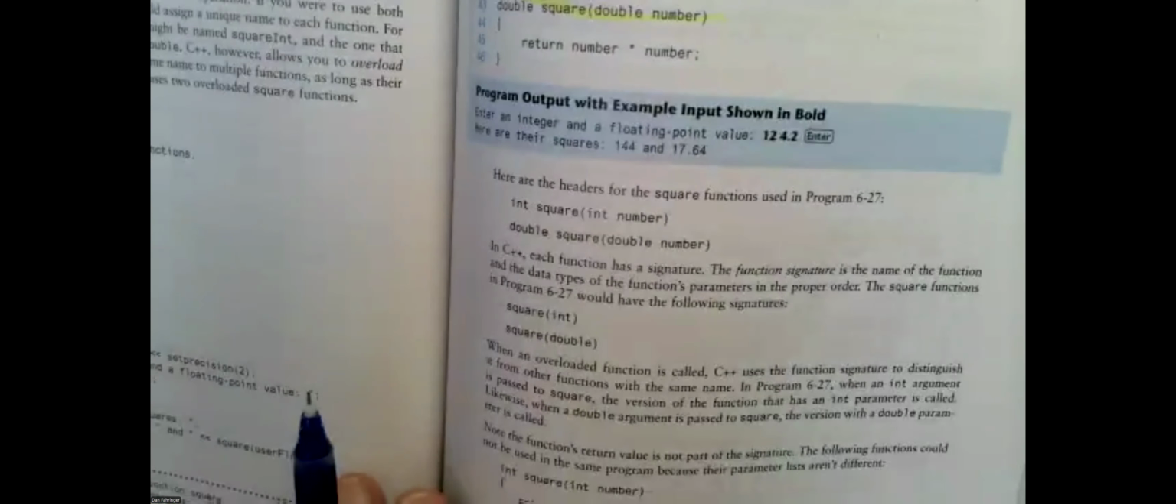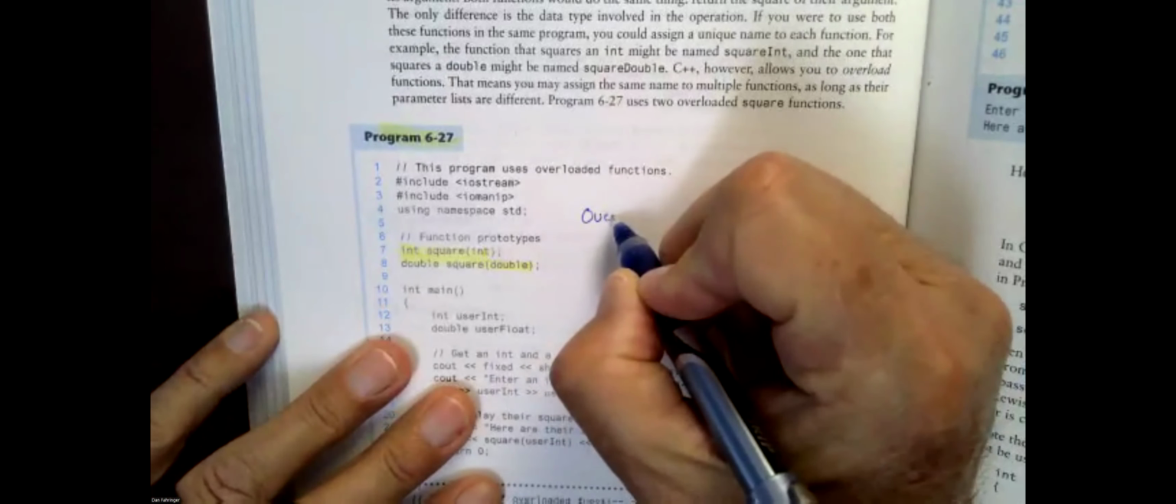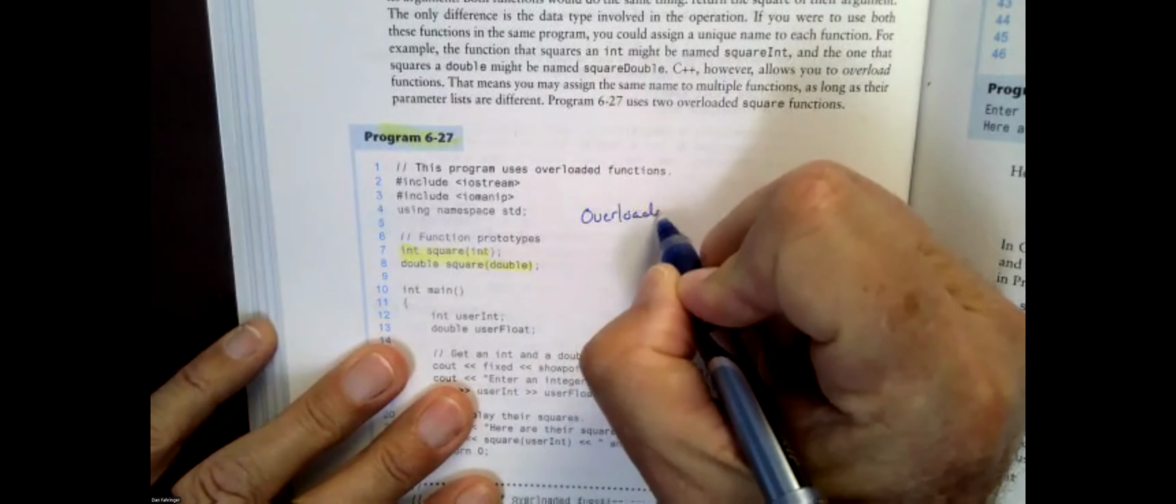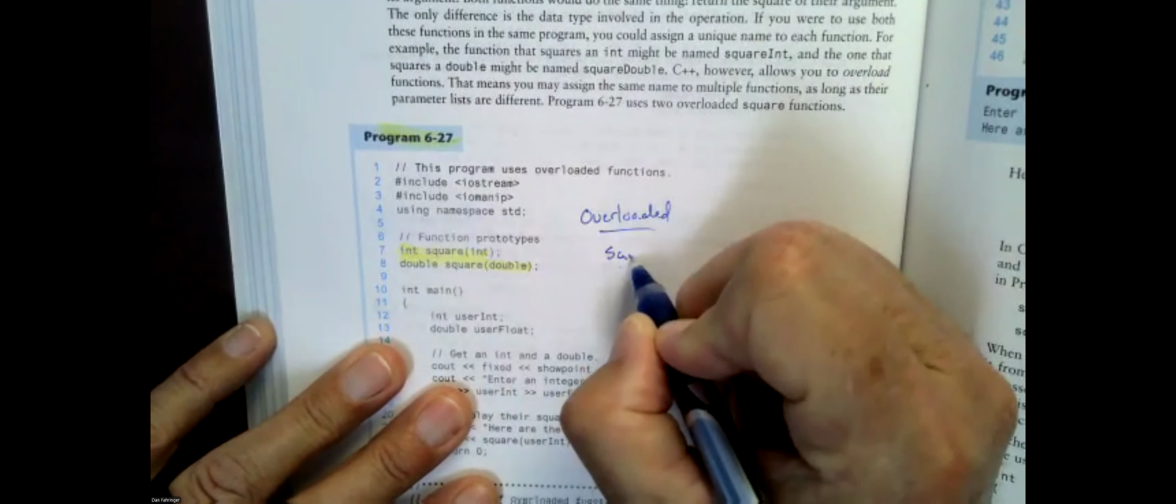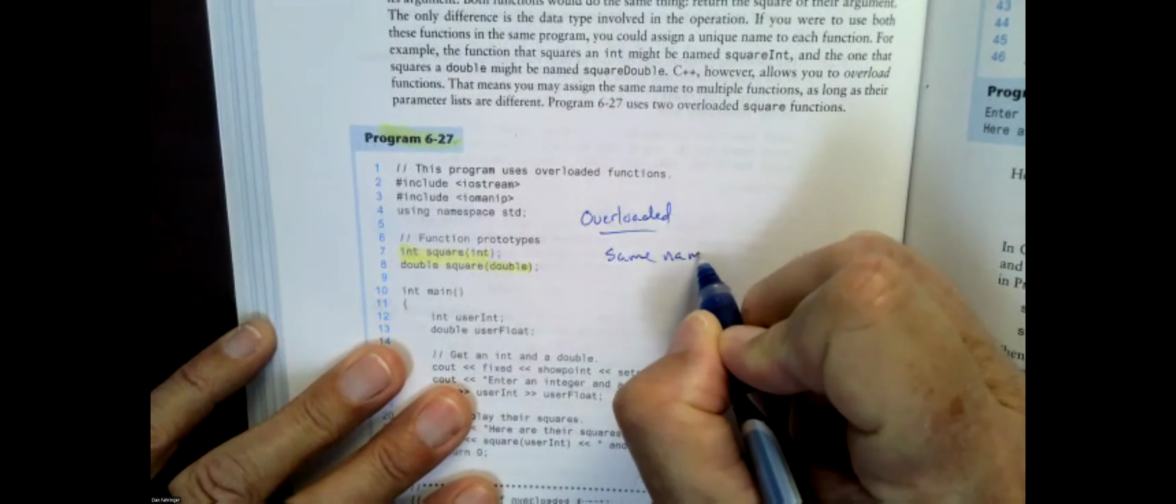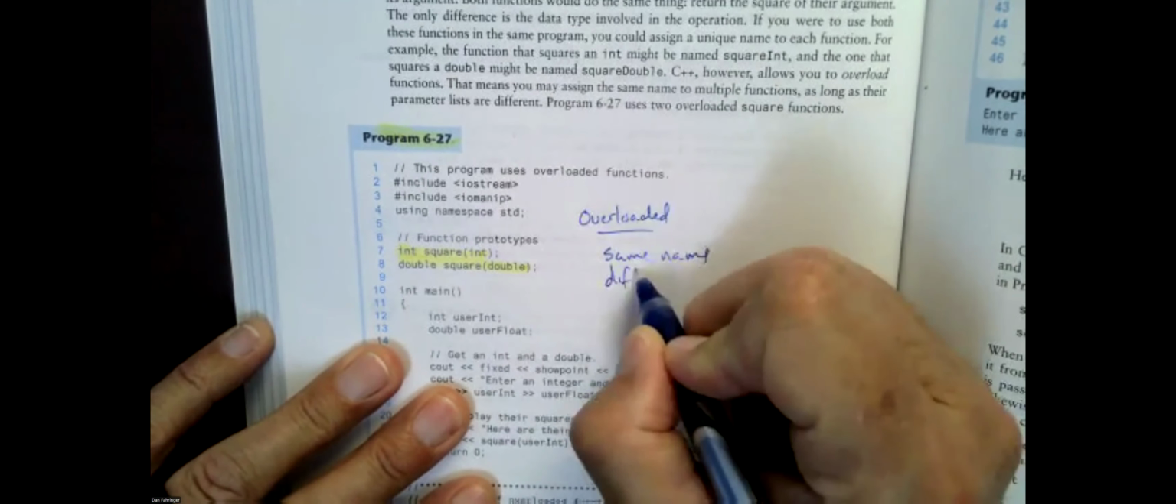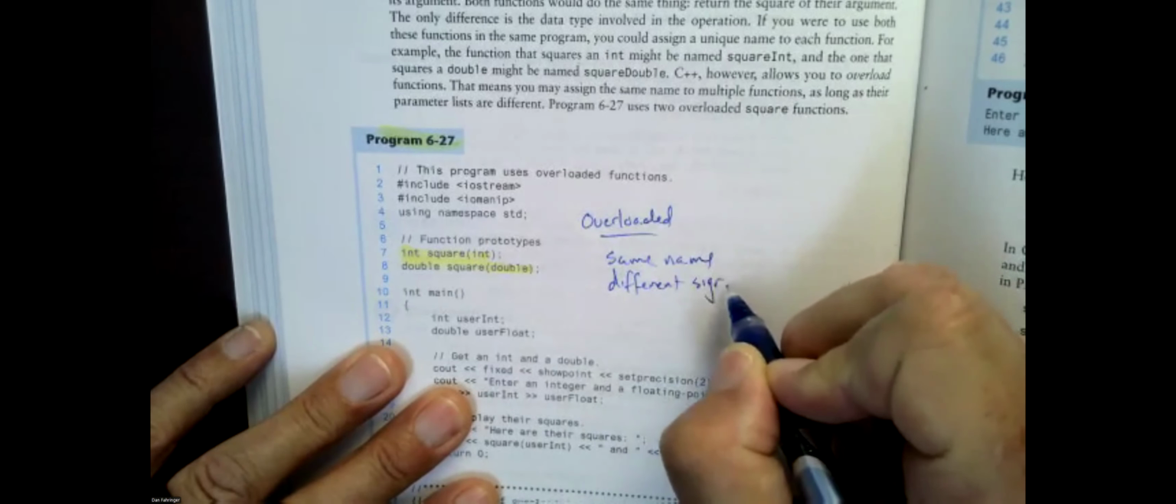I think I wrote that down. Nope, I did not. An overloaded function. Same name, different signatures. Wow, it's hard to write on the book sideways. Okay, that's an example of what we have here in 227.